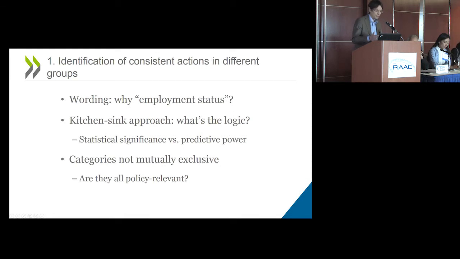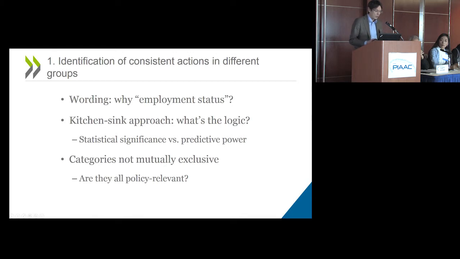Then I think this first part can be greatly simplified. You adopt this kitchen sink approach where you run a regression of multiple outcomes on a large set of variables, and then you select the variables that turn out to be statistically significant. The first comment is, why is it the statistical significance of the regressor and not the predictive power of the regressor?